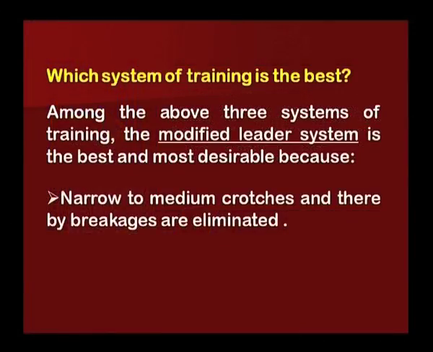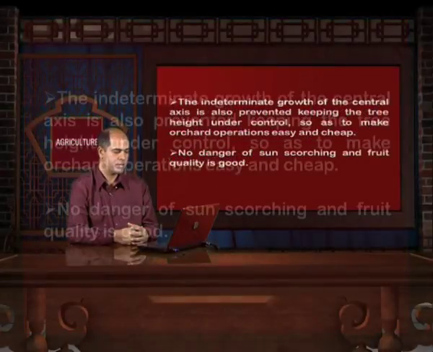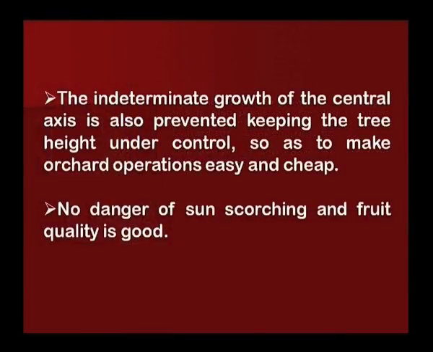Among the above three systems of training, the modified leader system is the best and most desirable because narrow to medium crotches and thereby breakages are eliminated. The indeterminate growth of the central axis is also prevented, keeping the tree height under control so as to make orchard operations easy and cheap. No danger of sun scorching and fruit quality is good.